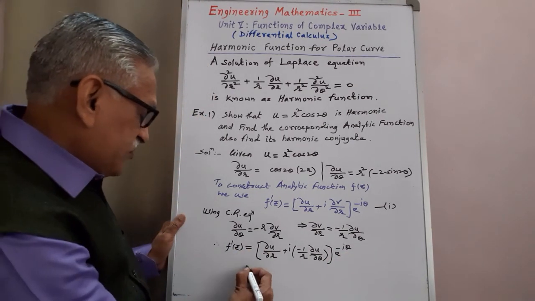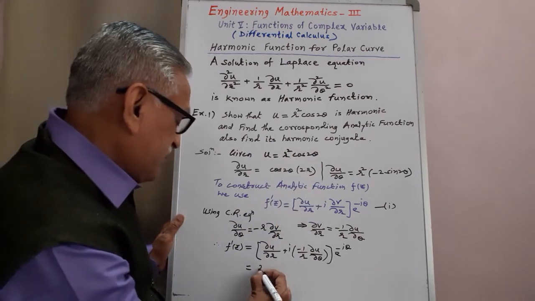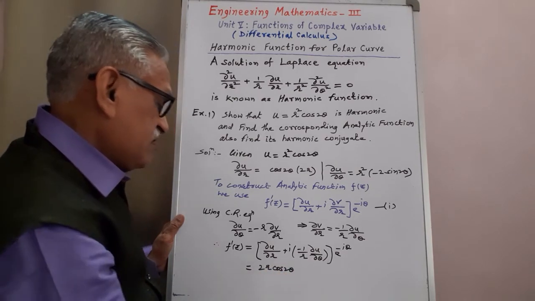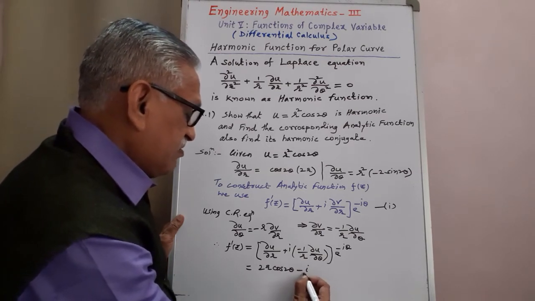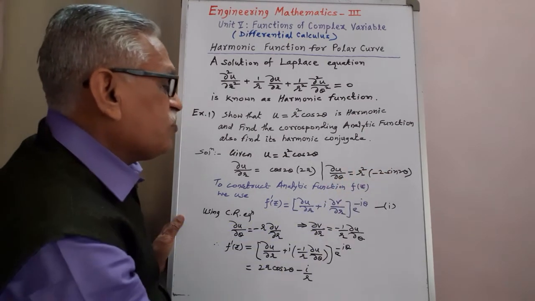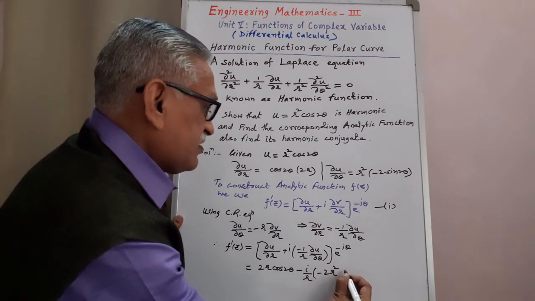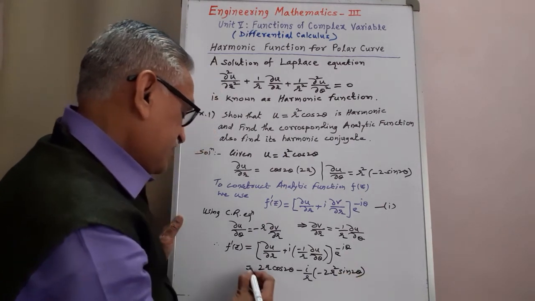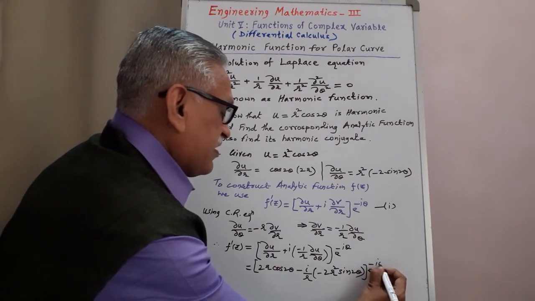And therefore, substituting these two values here, the value of dou u by dou r is 2r cos of 2 theta. So, 2r cos of 2 theta minus I divided by r into the value of dou u by dou theta. The value of dou u by dou theta is minus 2r square sine of 2 theta, and this is multiplied by e raised to minus I theta.